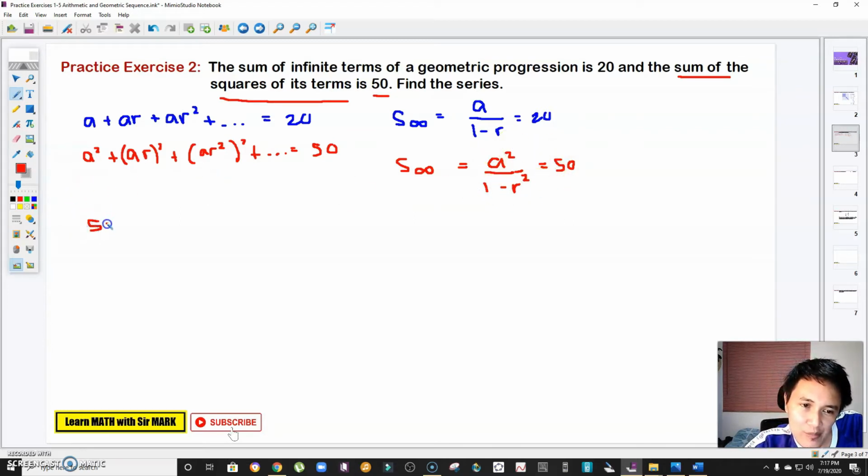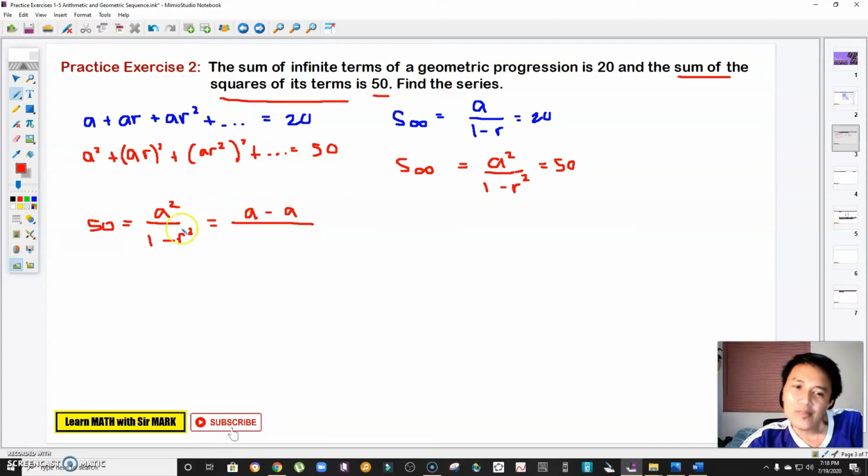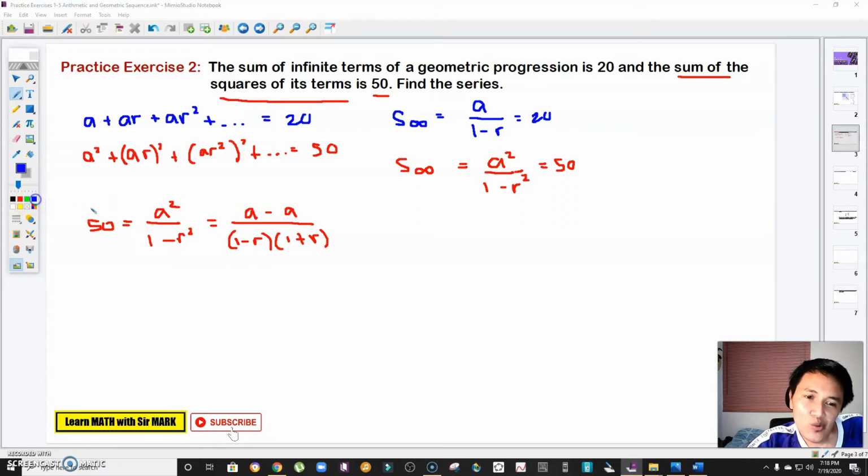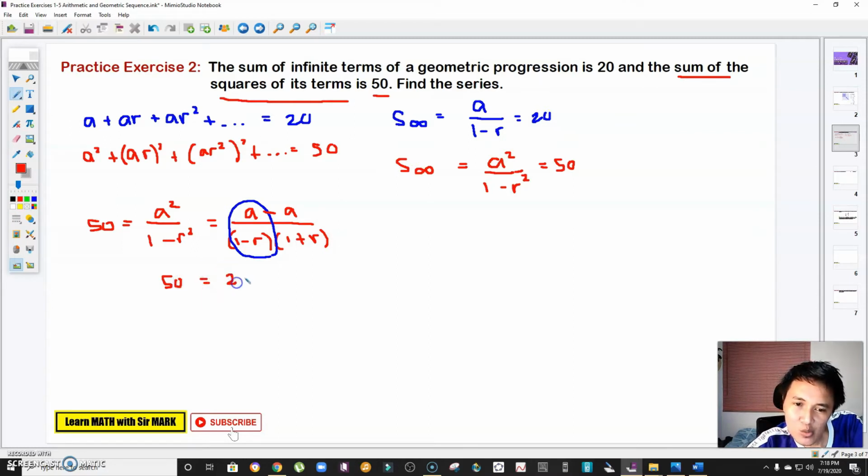So, now I'm going to work on this second equation. Observe carefully: that will be 50 equals a squared over 1 minus r squared. Note that a squared is actually a times a. Then the denominator is a difference of two squares, which you can rewrite as 1 minus r times 1 plus r, the product of the sum and difference of two terms. So observe, this one here is actually equal to 20.